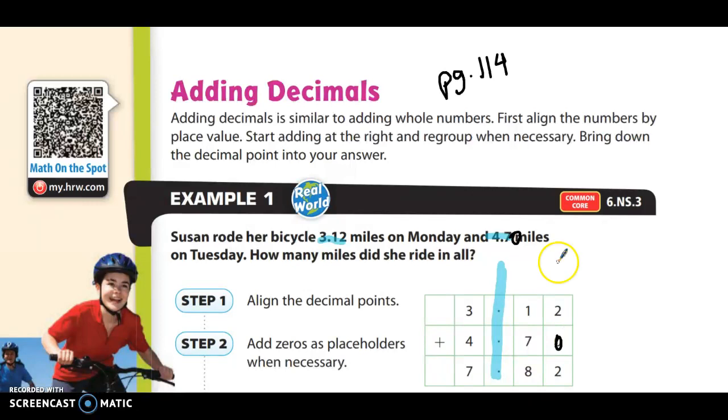4 and 7/10ths wasn't long enough. But now if we annex 0 to the end of it, now it's 4 and 70/100ths. We've got hundredths, we've got tenths, we've got whole numbers, and you just add and you bring your decimal straight down. So let's go ahead and try this at the bottom of the page.